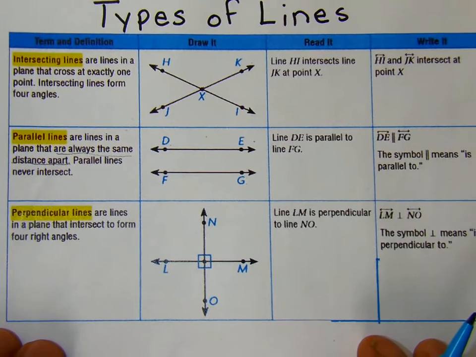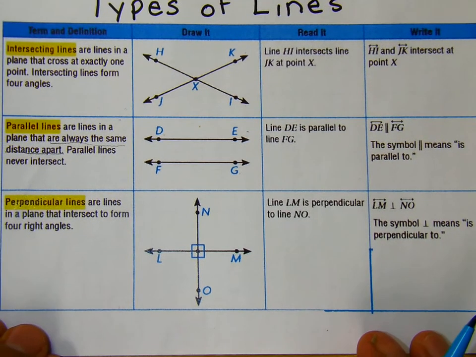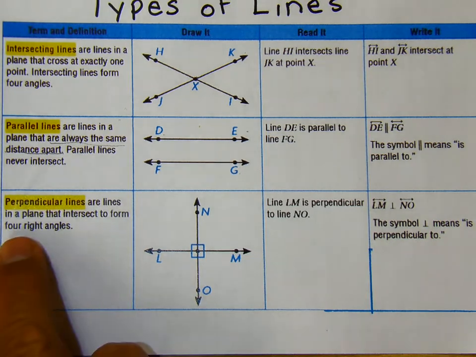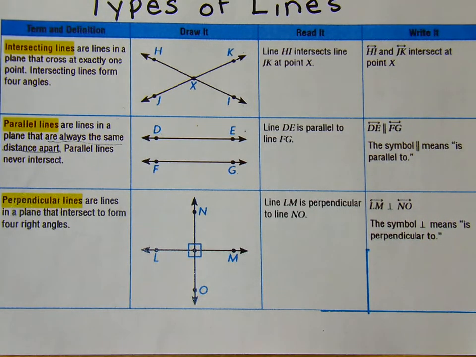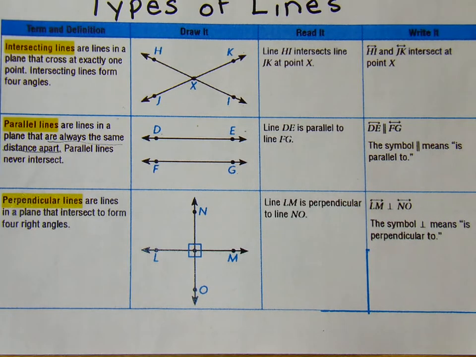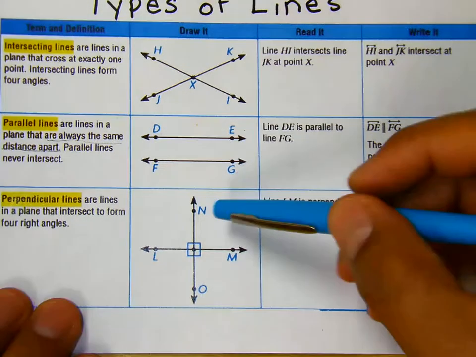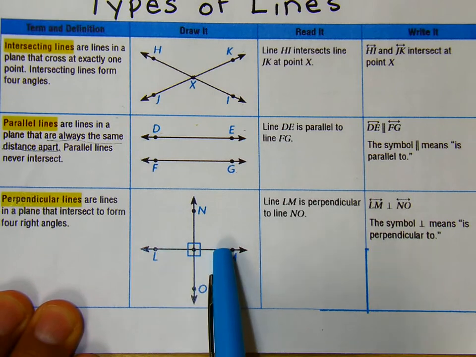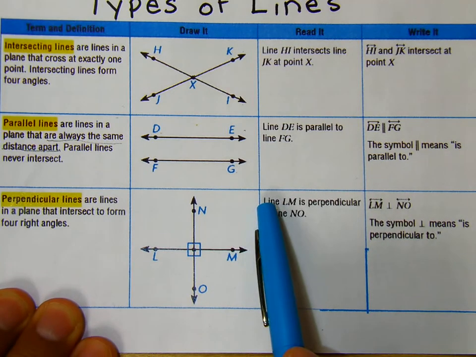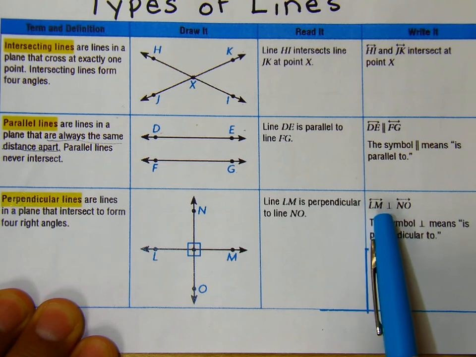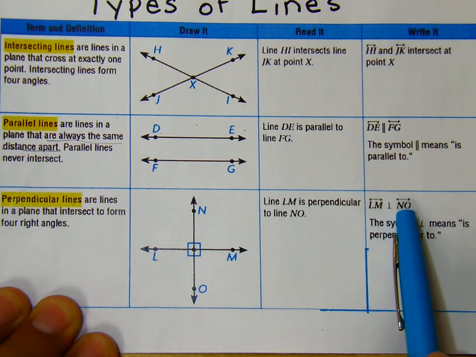All right, now the next lines are perpendicular lines. Perpendicular lines are lines in a plane that intersect to form four right angles. They don't always form four right angles. Sometimes it'll be just one right angle or two right angles. But if they form right angles, then those are perpendicular lines. So we have line NO. It's perpendicular to line LM. So when we read it, we go line LM is perpendicular to line NO. Or we can write it as line LM is perpendicular to line NO.